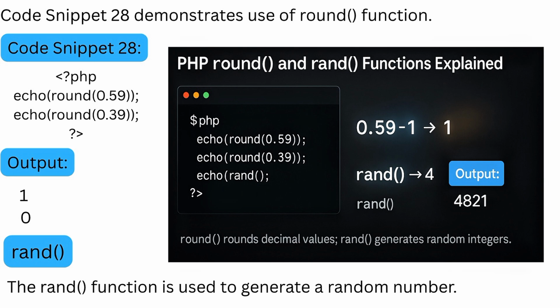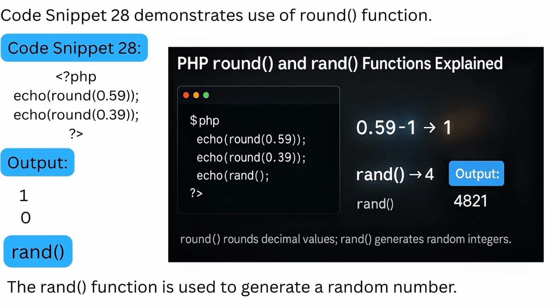For the first number, 0.59, the round function checks its decimal value. Since it is greater than 0.5, PHP rounds it up to the nearest whole number, which is 1. For the second number, 0.39, the round function sees that it is less than 0.5, so it rounds down to 0. That's why the output of this code is 1 and 0. This shows how the round function works perfectly to round off decimal numbers to their nearest integers.